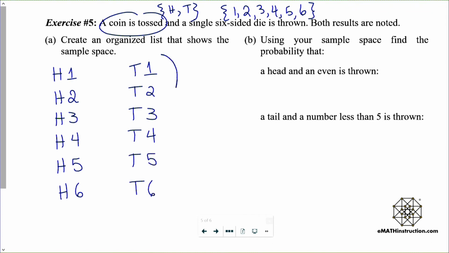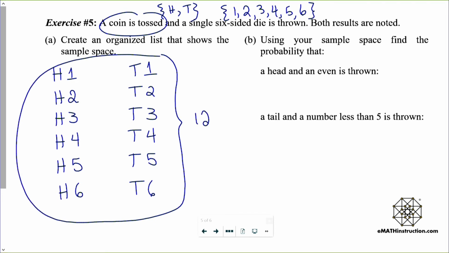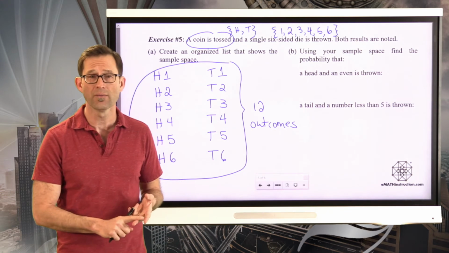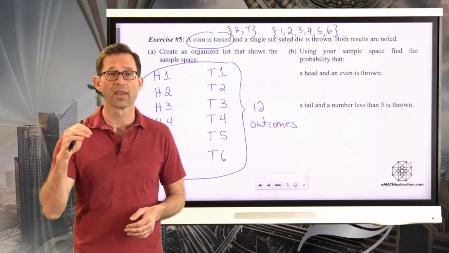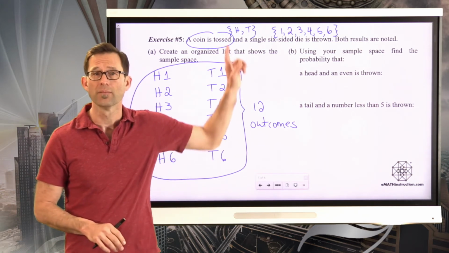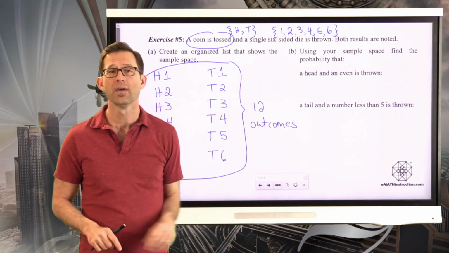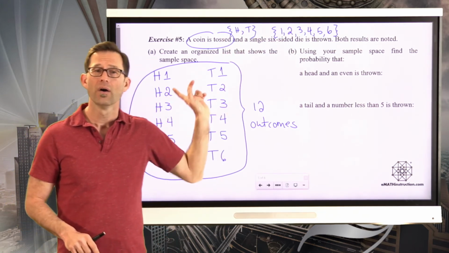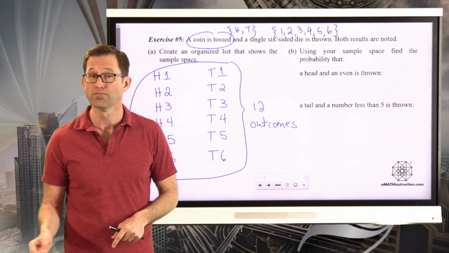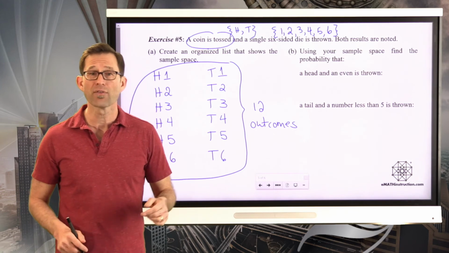And notice, all together, I have 12 outcomes. And all of those are equally likely because it's just as likely that I get a head as a tail, and it's just as likely that I get a 1, a 2, a 3, a 4, a 5, or a 6. 12 total outcomes, 2 times 6. Now you might say, well, why did you put the coin flip first and the number second? You don't have to, right? You could have an organized list.